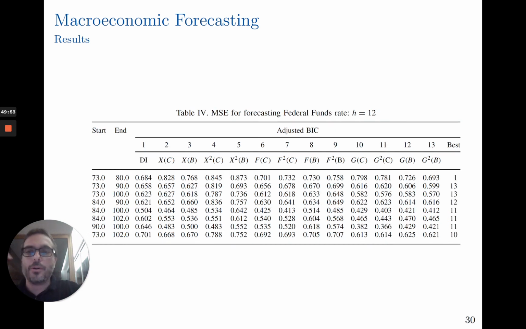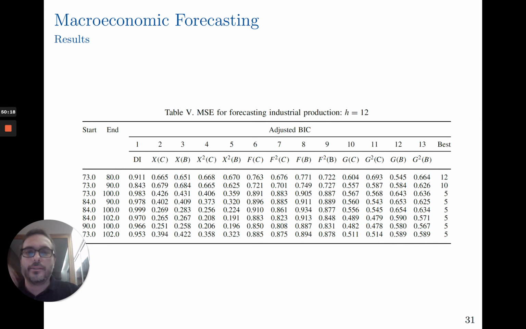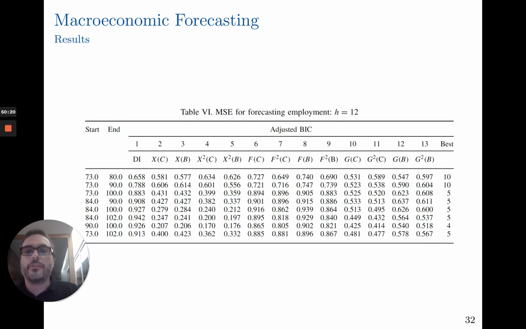And this holds for federal funds too. For federal funds, the diffusion index is better just in the first case. But for all the other samples, here we have the start and the end of the sample, in all the other cases boosting is doing better, and same thing for industrial production, same thing for employment. The paper is on our Google Drive folder.